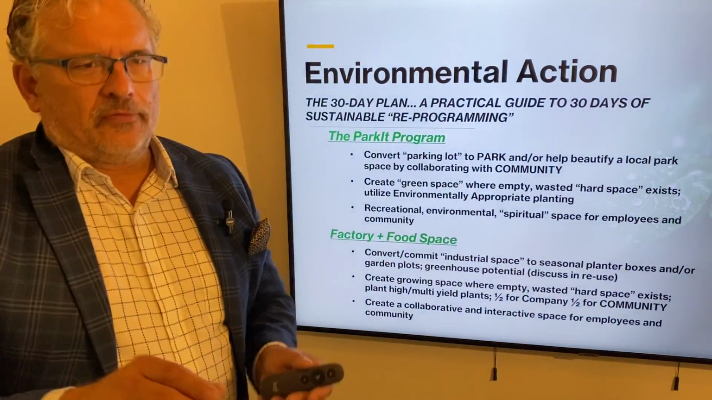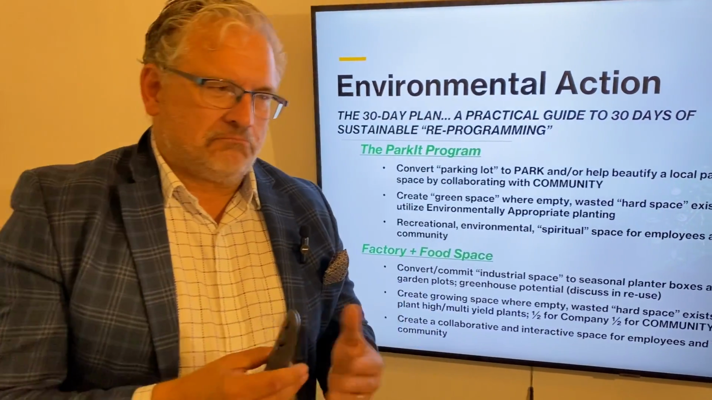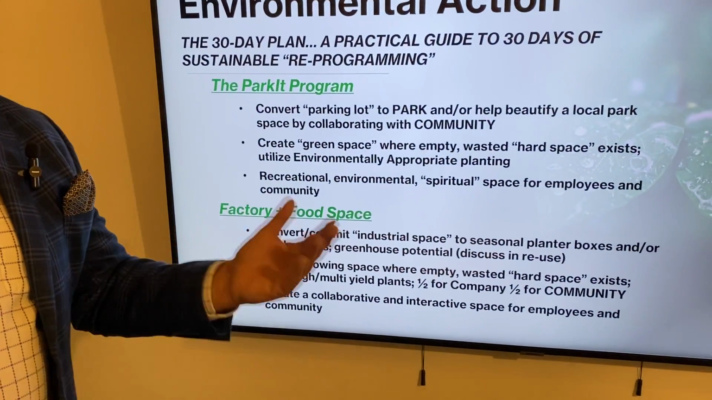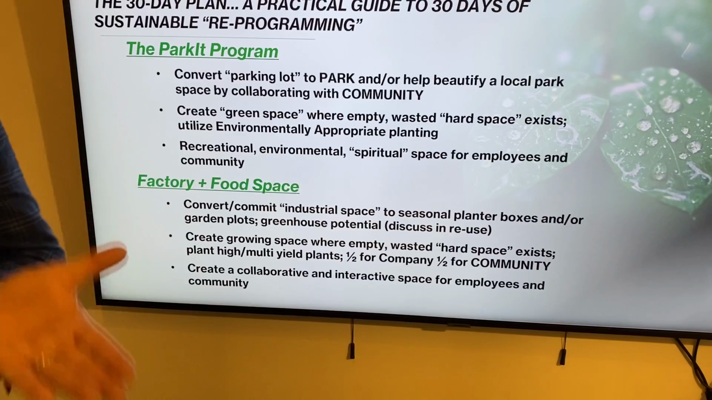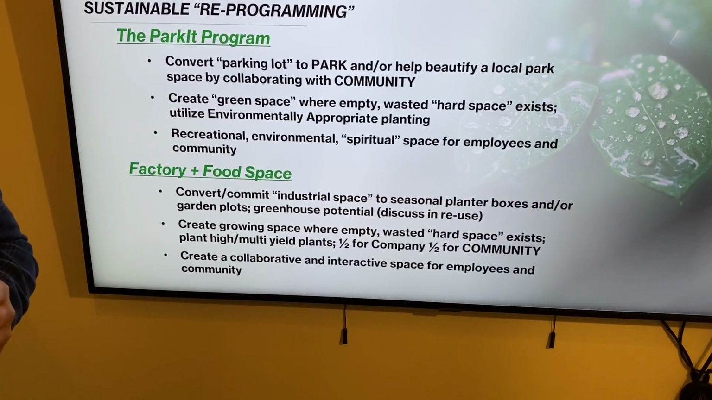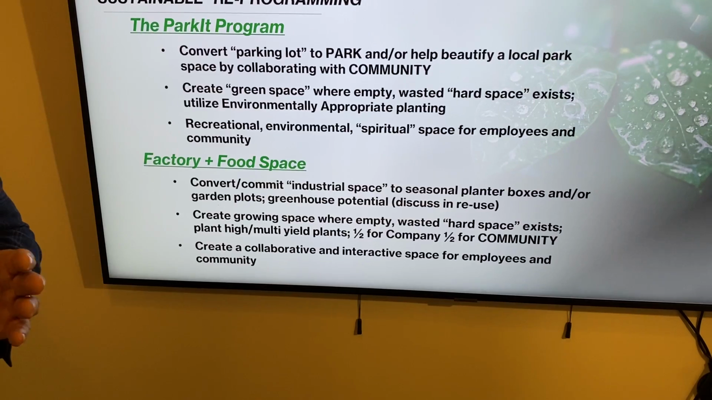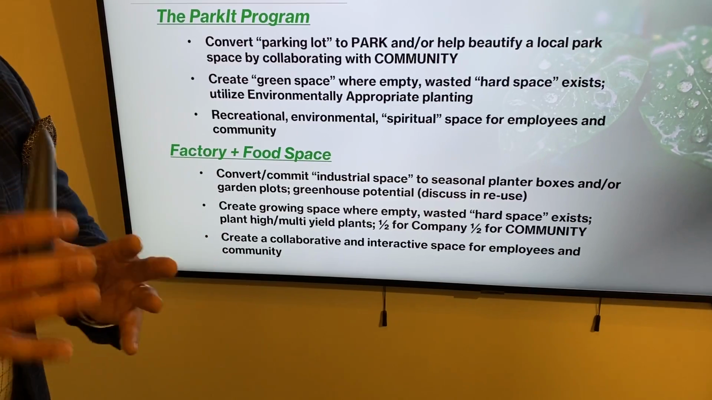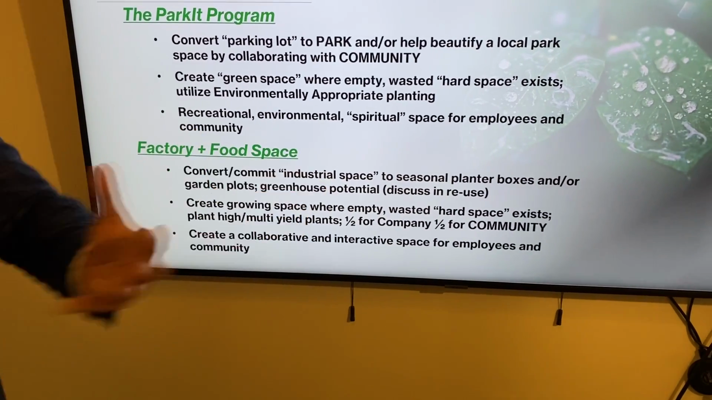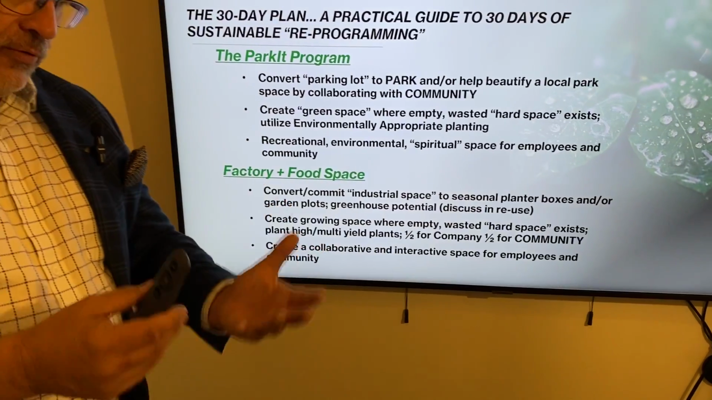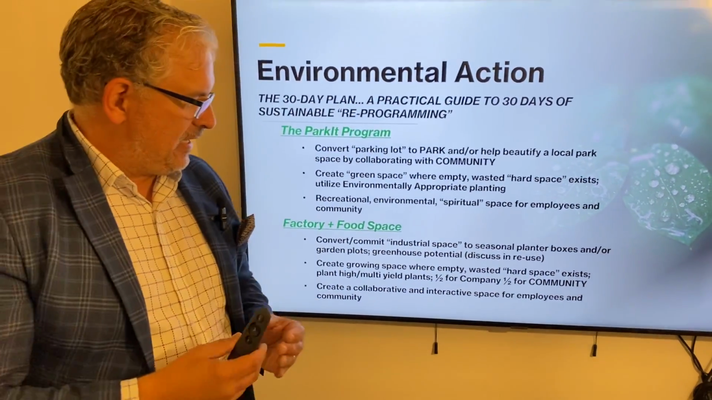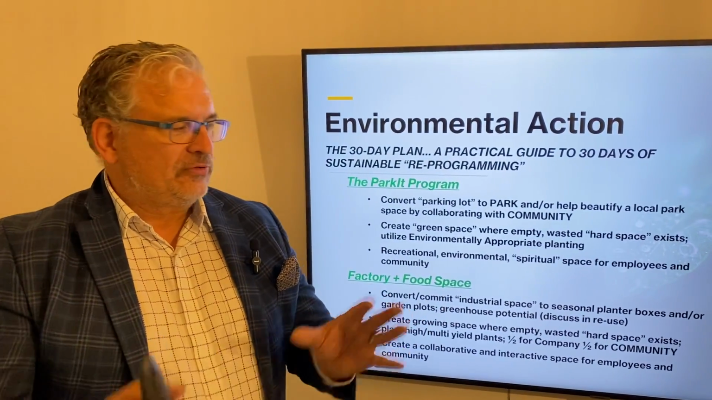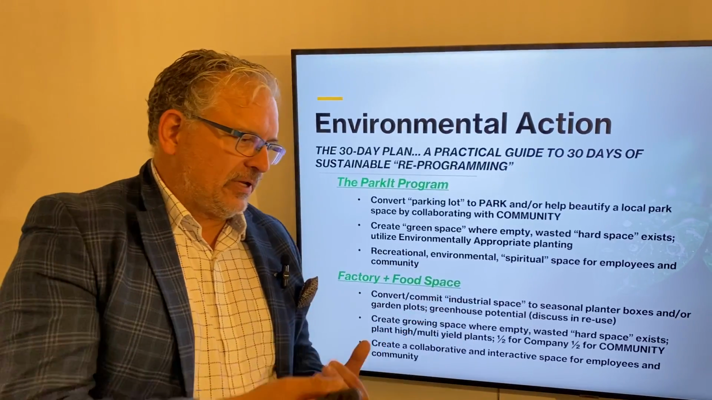And the final sort of immediate example, and like I say, these are three examples that I've created and have written about in the book, but basically you can think of some other ones, I'm sure. But I call it the factory plus food space. And that is the concept of converting or committing industrial space to seasonal planter boxes, okay, and/or garden plots, and they may have greenhouse potential. And I'm going to discuss greenhouse potential in a lot more detail in terms of energy, but let's just talk about it in light of this.